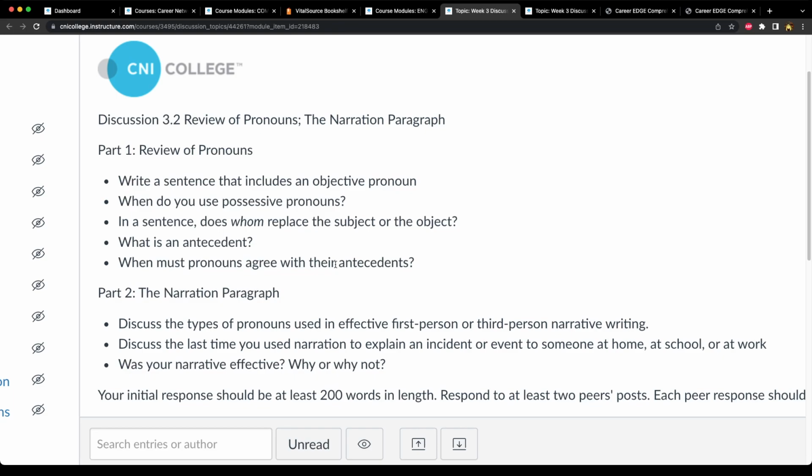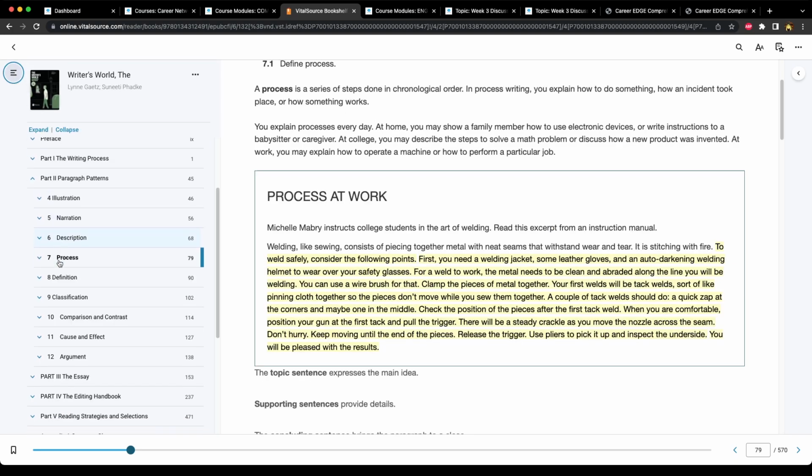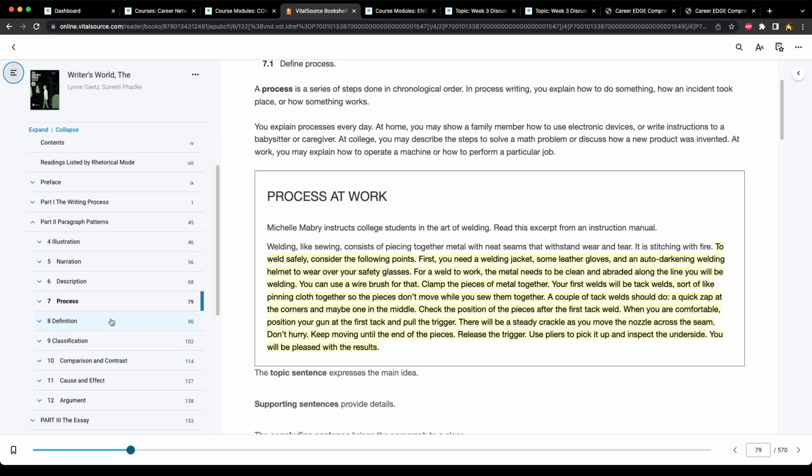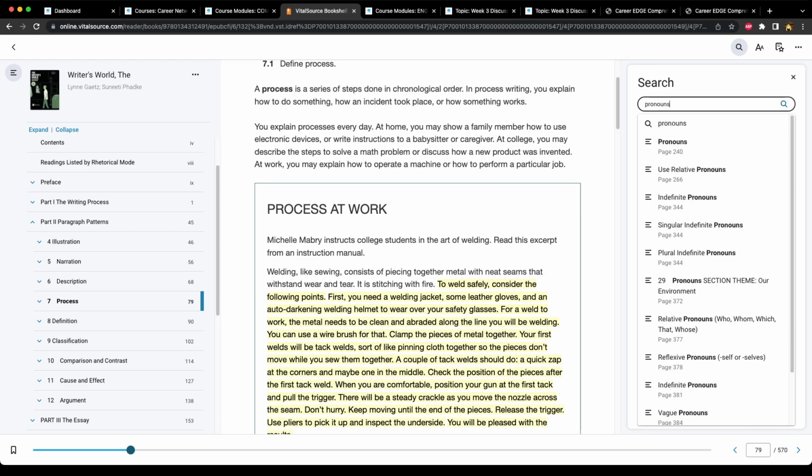Now, here's your final or your second discussion for this week in your English class. Here we have part 1, which is a review of pronouns. So what you're going to do is write a sentence that includes an objective pronoun. When to use possessive pronouns in a sentence, does whom replace the subject or the object? What is an antecedent? And when must pronouns agree with their antecedents? So all these here, you can do one of two things. You can look at your book, right? And we can either try to see where we can find things related to pronouns, or here under the magnifying glass, we can type in pronouns, right?